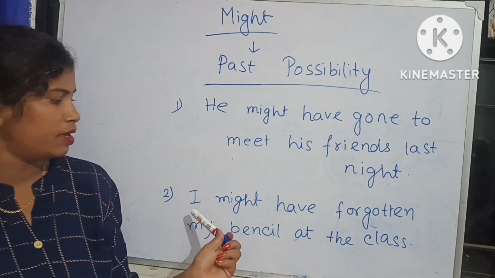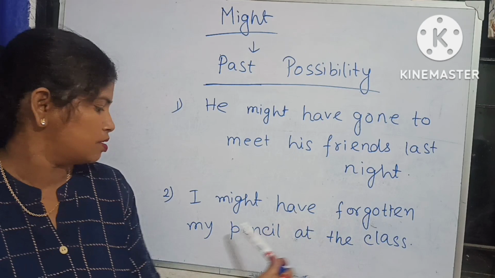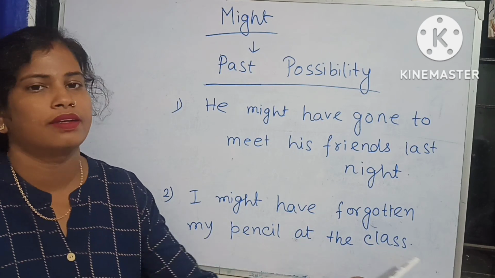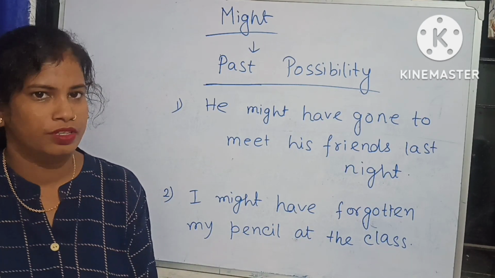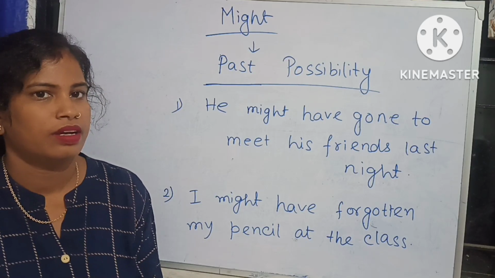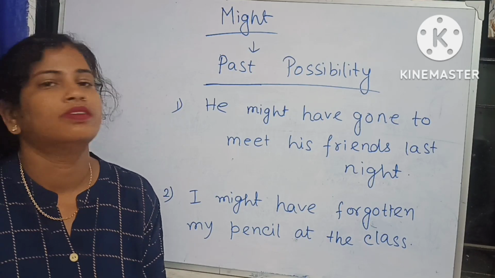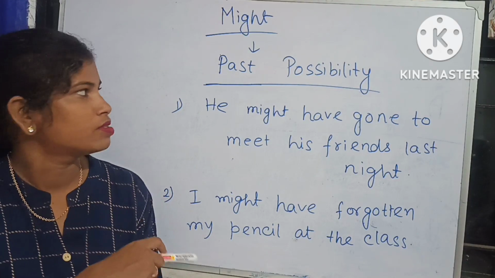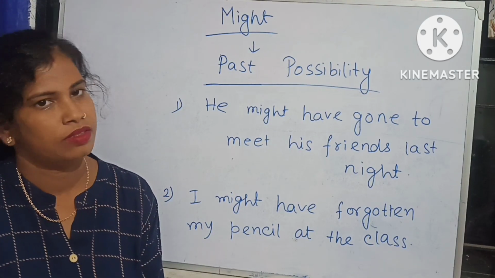In the next example, I might have forgotten my pencil at the class. I'm not sure, but I might have forgotten it in the class. So, might denotes the past possibilities.